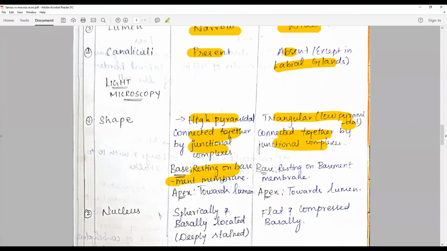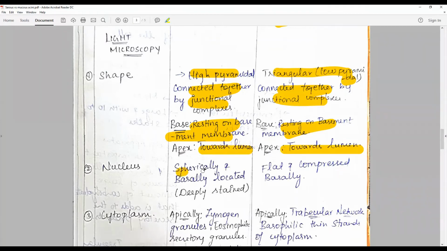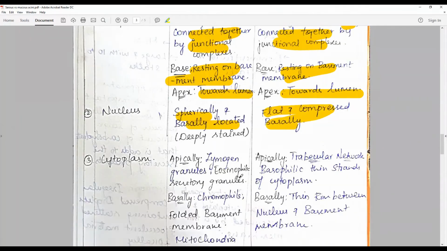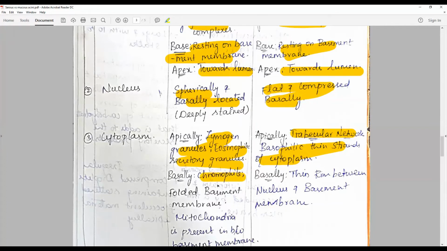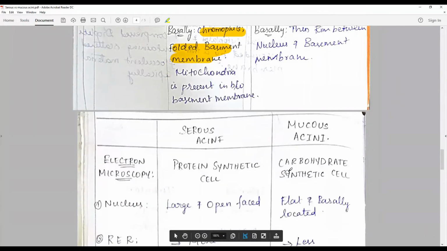Base resting on the basement membrane, polarized, with the apex towards the lumen. The nucleus is spherical, basally located. Here it is flat, compressed basally. Cytoplasm is rich in zymogen granules and eosinophilic secretory granules. Apically, a trabecular network, basophilic, thin strands of cytoplasm. Basally, chromophils, folded basement membrane, and mitochondria in between the basal cells. Here, a thin rim between the nucleus and the basement membrane.